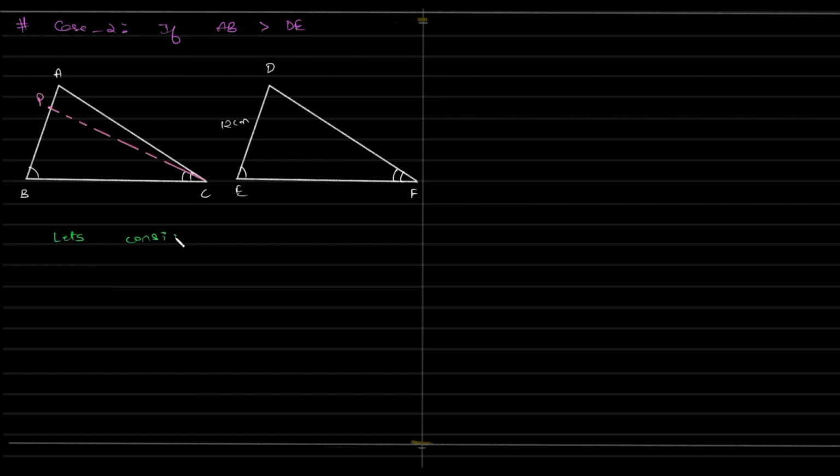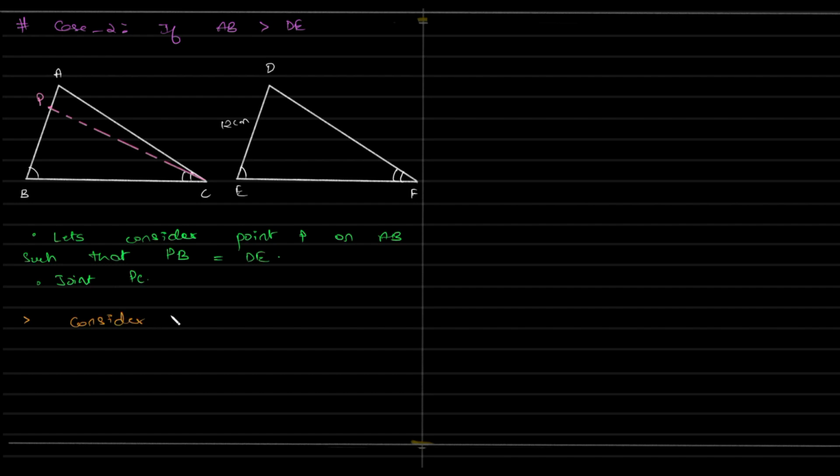Let's consider point P on AB such that PB is equal to DE. Then we will also join PC.